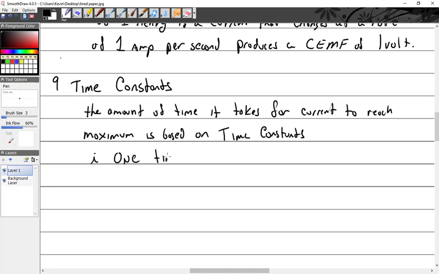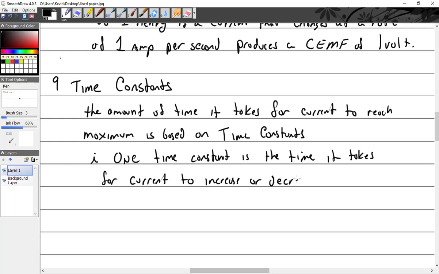One time constant is the time it takes for current to increase or decrease, because it builds up and has to die down, to 63.2% of the previous value.